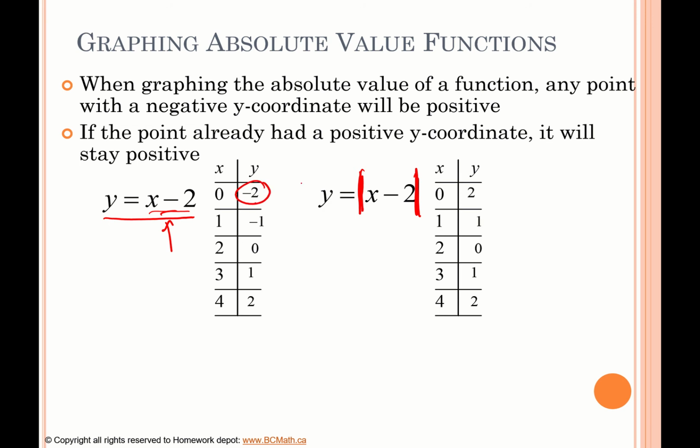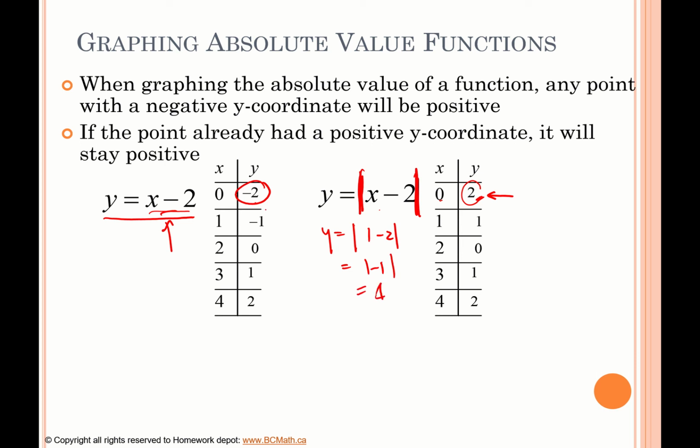The absolute value of negative 2 becomes positive 2. Okay? So the reason I got 2 here is because when you plug 0 into this equation, y equals the absolute value of 0 minus 2, which is equal to the absolute value of negative 2, so that gives you 2. So that becomes positive 2. Okay? And then if you do the next one, when x is 1, you go 1 minus 2 is negative 1, so the absolute value of negative 1 gives you positive 1.